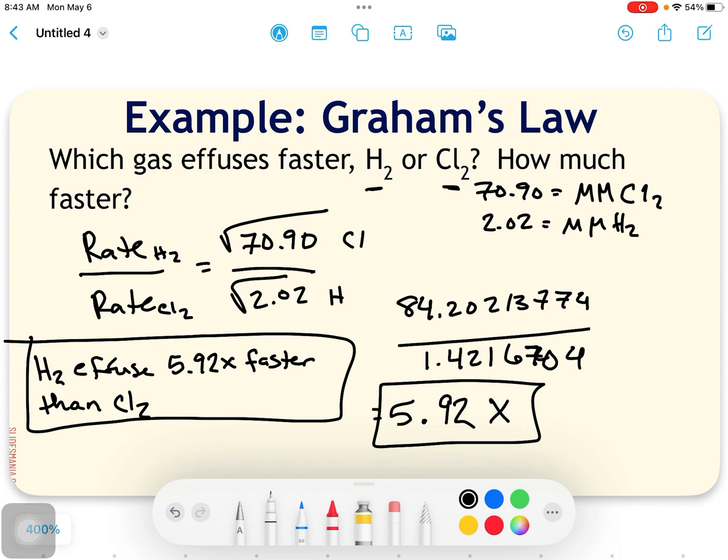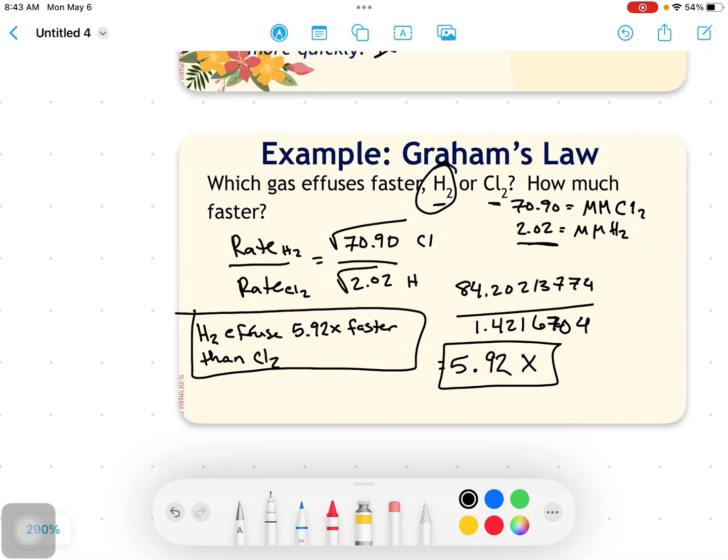or you could just write faster or fastest effusion, so you don't forget something. A lot of times that's what gets students: we forget which one is supposed to be the faster or slower one. You could also just circle it and say, okay, this is the one that's going to effuse the fastest because it has the lowest molar mass.